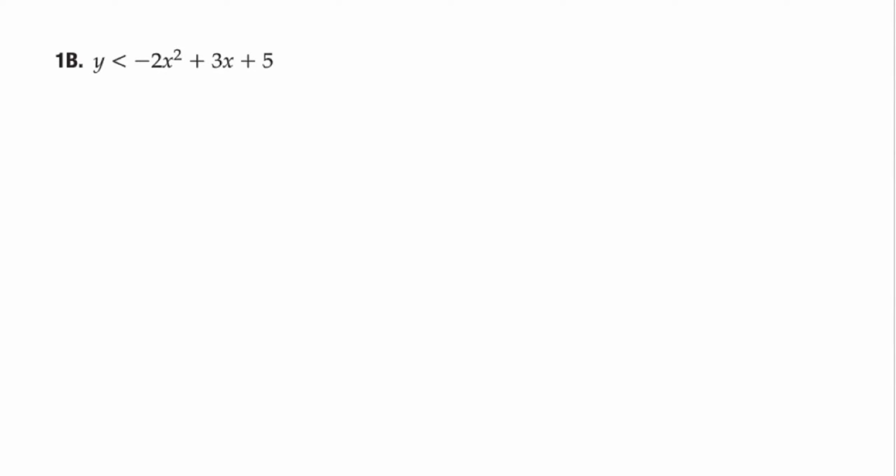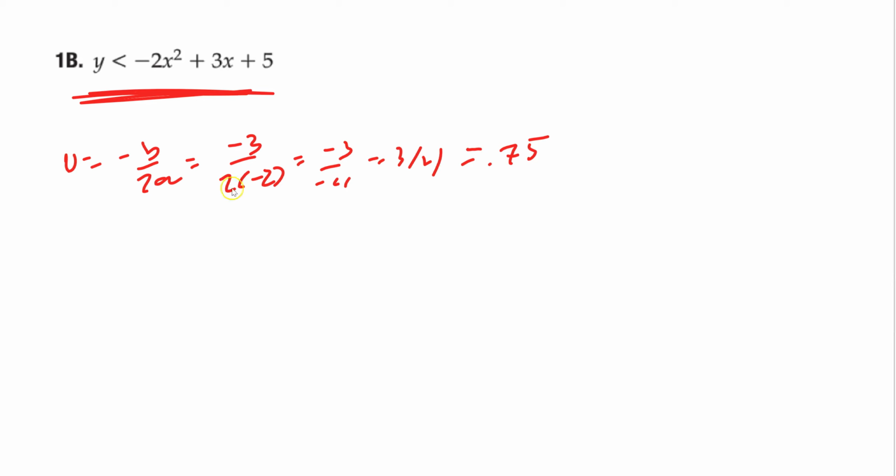Let's do another one here. Now let's talk about this one. If I was going to do this one, the vertex would be disgusting. I'd get negative 3 over negative 4. I get 3/4. Oof. I don't want to deal with 3/4. So we do a little work.